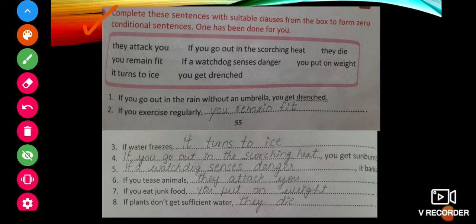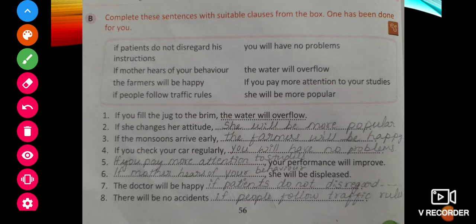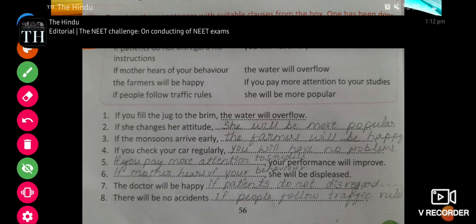Now here these are the exercises of your grammar notebook. This is your exercise A, which is given on page number 55. So please pause this video, complete your answers and then move to the next slide. This is exercise B, which is given on page number 56 of your textbook. So please pause the video, complete this exercise and then go back to watching the complete video.